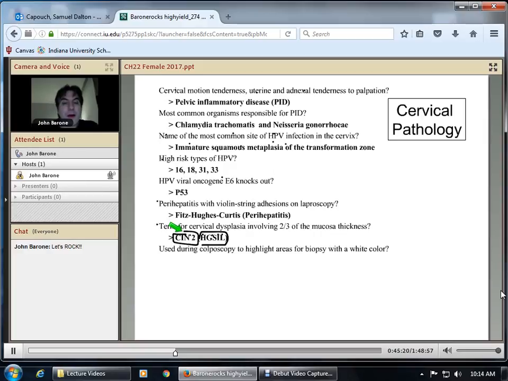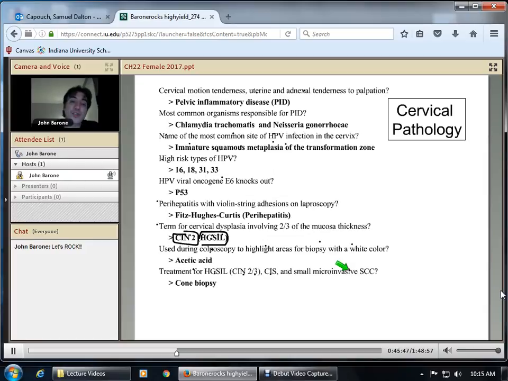Okay, good. All right, now, what do we use during colposcopy to highlight the area of the cervix to make it white so we know to biopsy? Acetic acid. We use acetic acid on the cervix to see the areas we should biopsy. Okay, now what's the treatment for high grade, CIN2, CIN3, carcinoma in situ, and even small microinvasive squamous cell? Local therapy. Cone biopsy is usually what we do. But again, you can loop excise it, you can freeze it, you can laser it. Gotta give local therapy, gotta kill it.